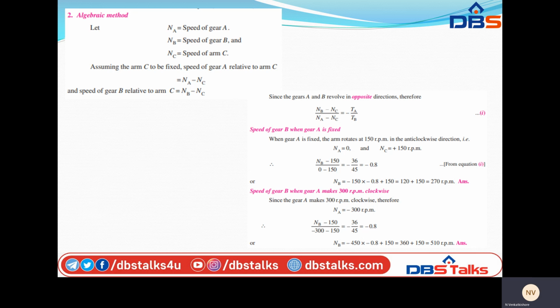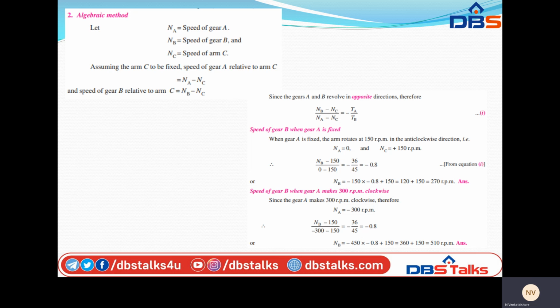270 is positive, and positive means anti-clockwise. Then the speed of gear B when gear A is rotating at 300 rpm clockwise. Clockwise means we need to put a minus value. So NA is equal to minus 300 rpm. So automatically the NB value is 510. So NA is in clockwise rotation, and NB is rotating in the anti-clockwise direction.